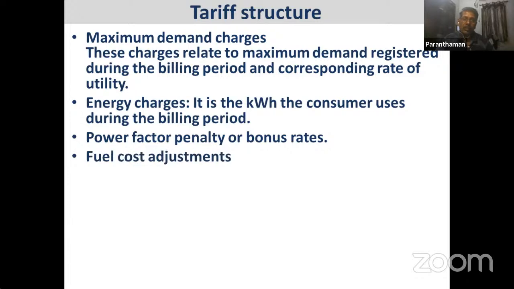And fuel cost adjustment. This is something new, sir. Fuel cost adjustment generally may be there in Western countries, I don't know exactly. Fuel cost means the power supplier, that is the discom or the generating station, whenever the fuel cost rises, they will raise the energy cost, because whatever energy we are getting is from fuel, coal or oil, gas or anything else.